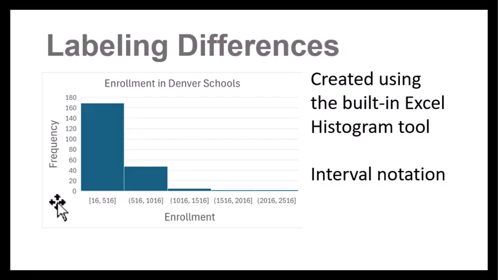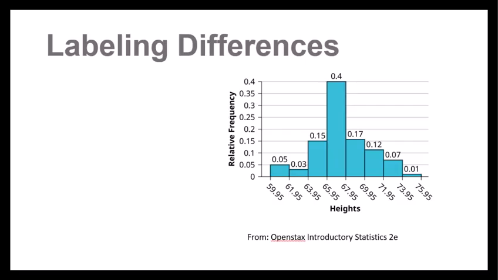We're still seeing the same general shape. It's still representing the distribution of this enrollment number. It just looks a little bit different because we're using a different tool. Here's another example. This graph I took from the OpenStax Introductory Statistics 2nd edition book, just to have a different example. So this is looking at different data.